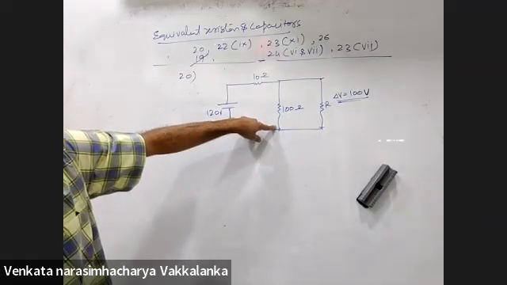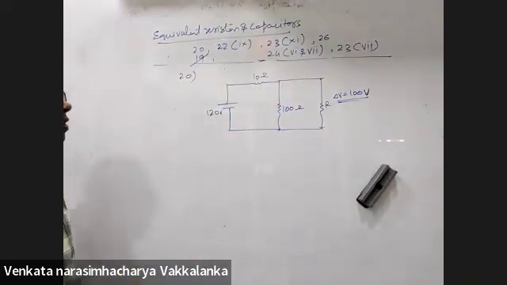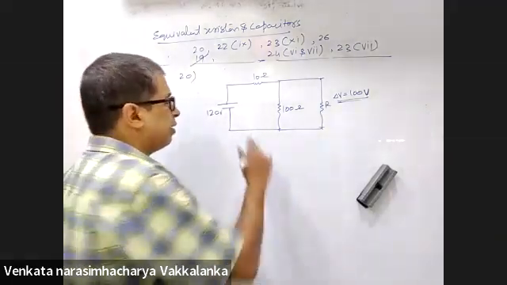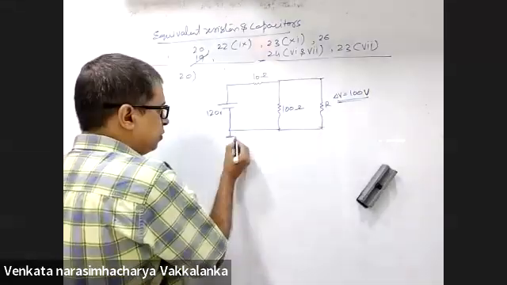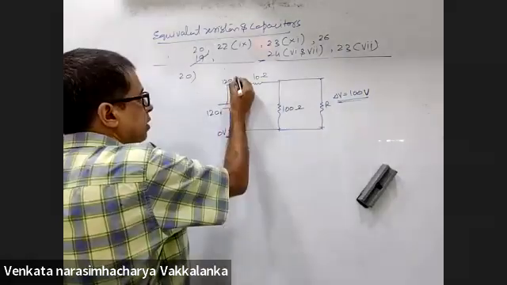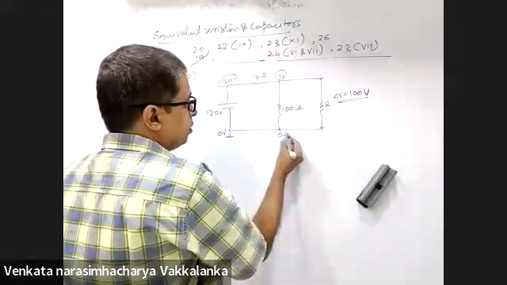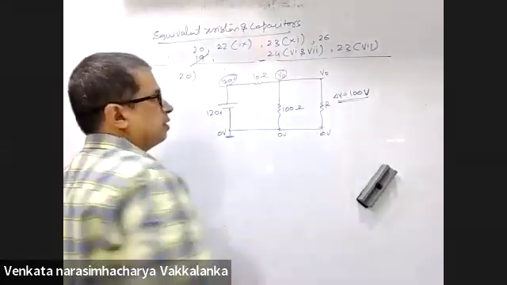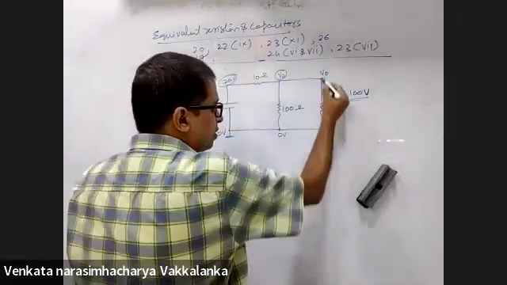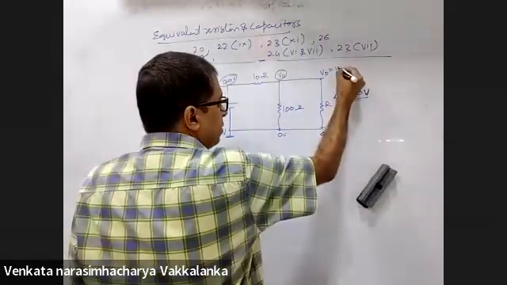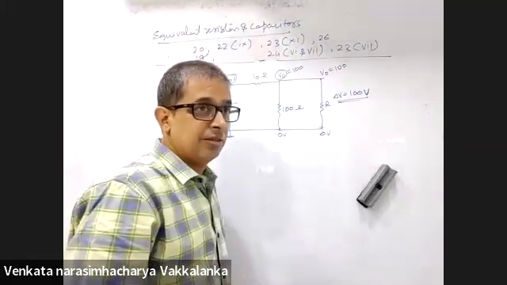Potential difference across this and across this will be the same. Suppose I don't want to use nodal analysis, I don't want to use anything. If you take 0 volts, this will be 120 volts, this will be V naught, and this will be 0 volts. So how much is V naught? You already gave me potential difference across this is 100. So V naught will be 100.